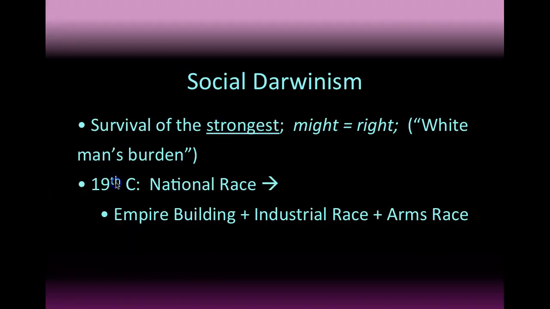Okay, here we go. And here's just a really quick review of social Darwinism. The idea is of the survival of the strongest. Now, again, this is a really messed up version of Darwin's theory of evolution, but the idea behind this became might equals right. And with this is white man's burden. And in the 19th century, in the late 1800s, it became a national race with empire building, which we've seen a lot of with the Ottoman Empire, which was starting to fade but still growing, the British Empire, which became the biggest empire, the German and French and Japanese empires, which were all growing.